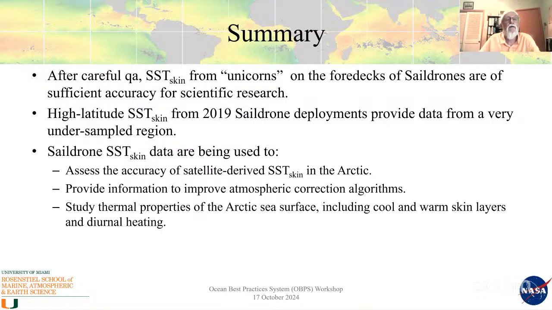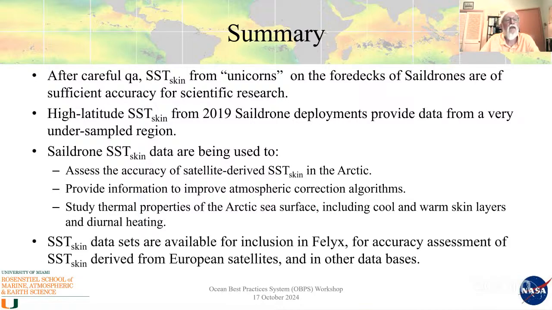They also allow us to study the thermal properties of the Arctic sea surface, including cool and remarkably warm skin layers and diurnal heating. And the data are available. They are already being used by NASA, and they're available for FELIX, which is the European data set for comparing satellite measurements with shipboard and now sail drone radiometers for the accuracy assessment of skin SST derived from the European satellites and from others.